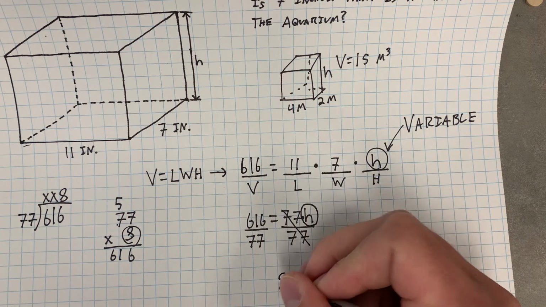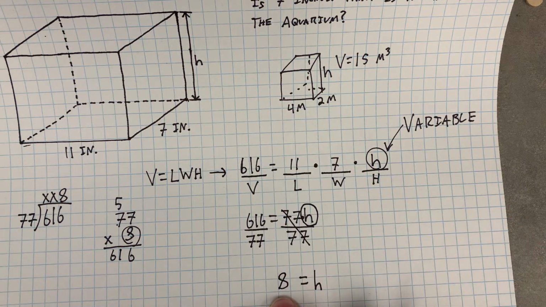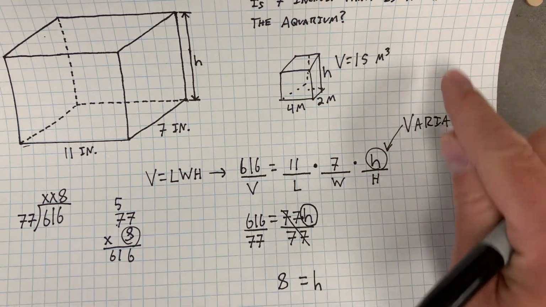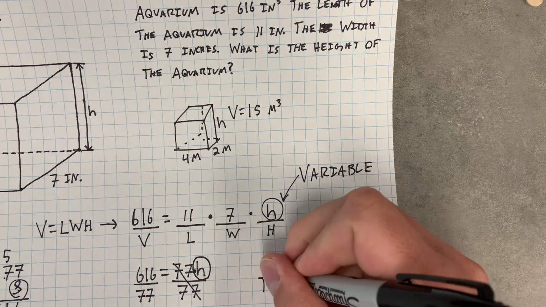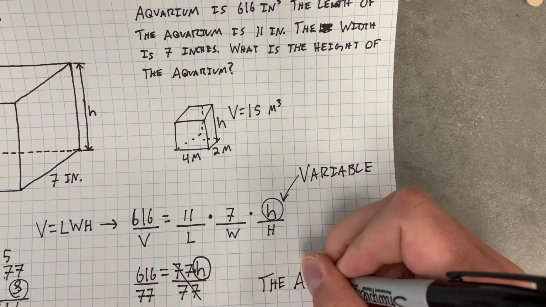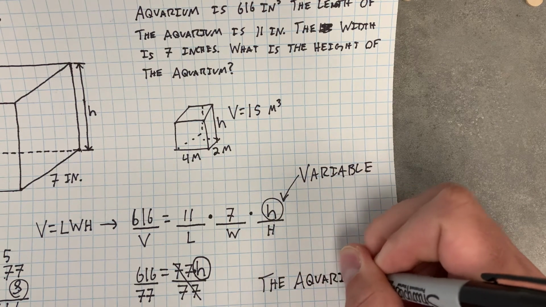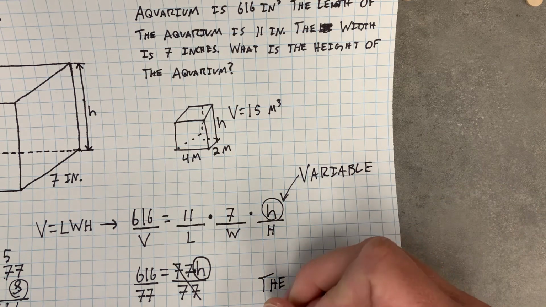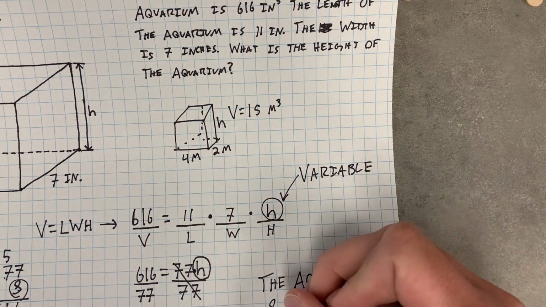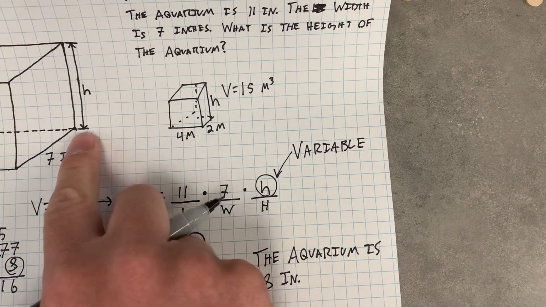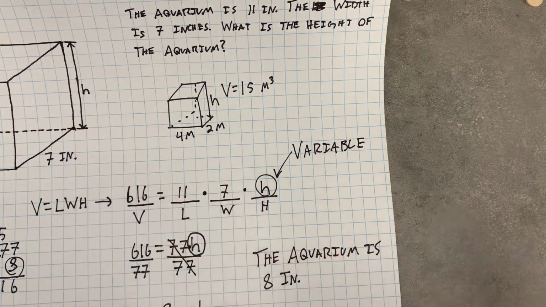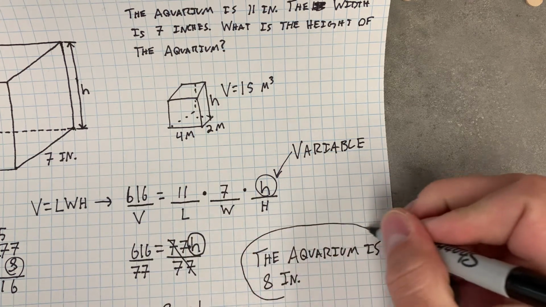So h equals 8. Now to answer our question, what is the height of the aquarium? I'm going to answer that right here. The aquarium is 8, let's remember our unit, inches. And in this case, it's only inches because we're only doing one dimension, just the height, right? So the aquarium is 8 inches, and there we go.